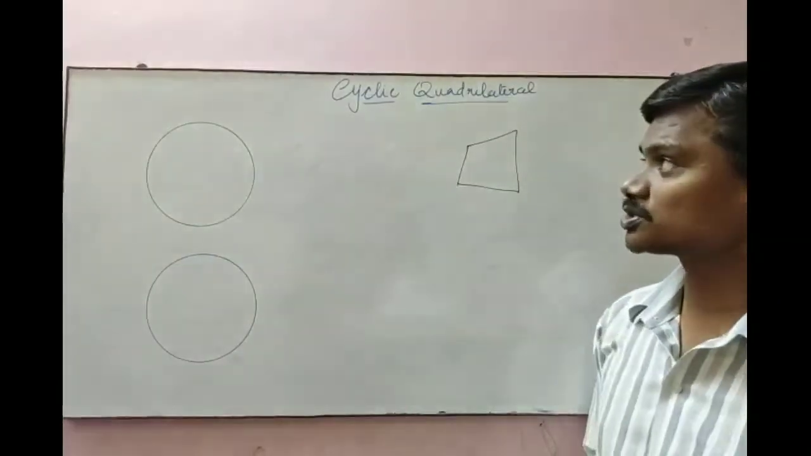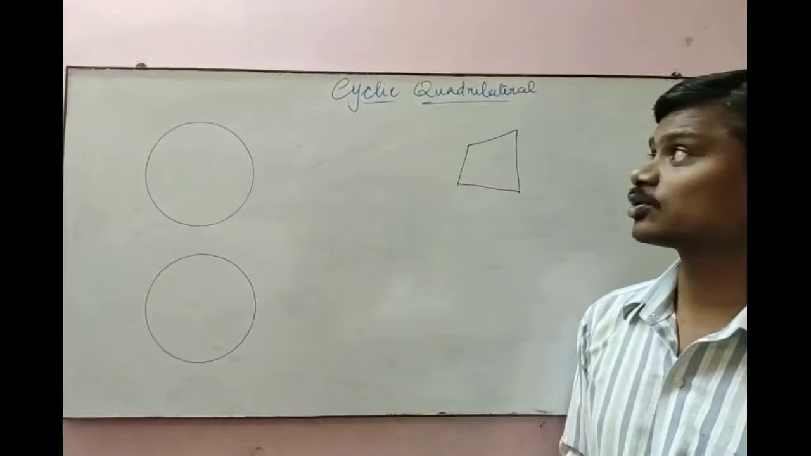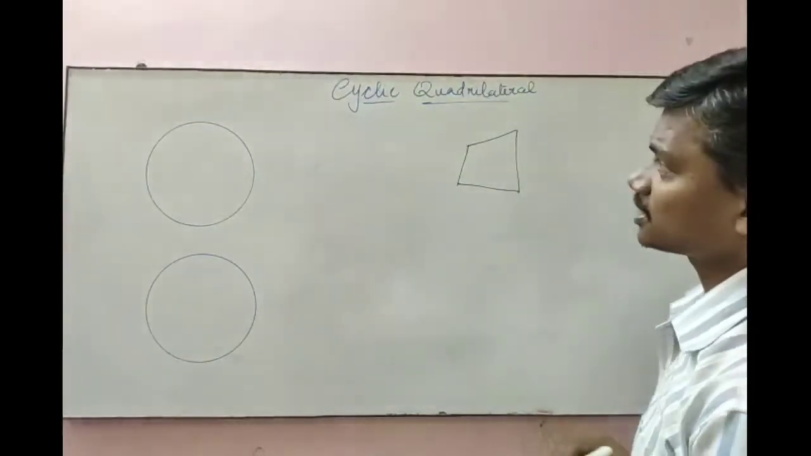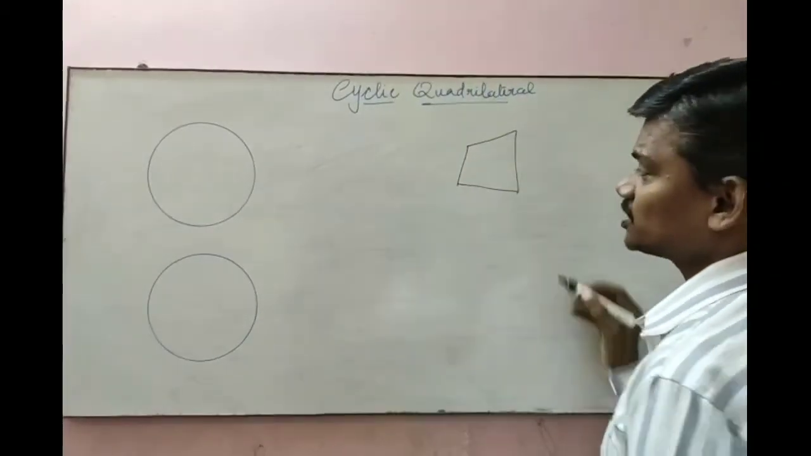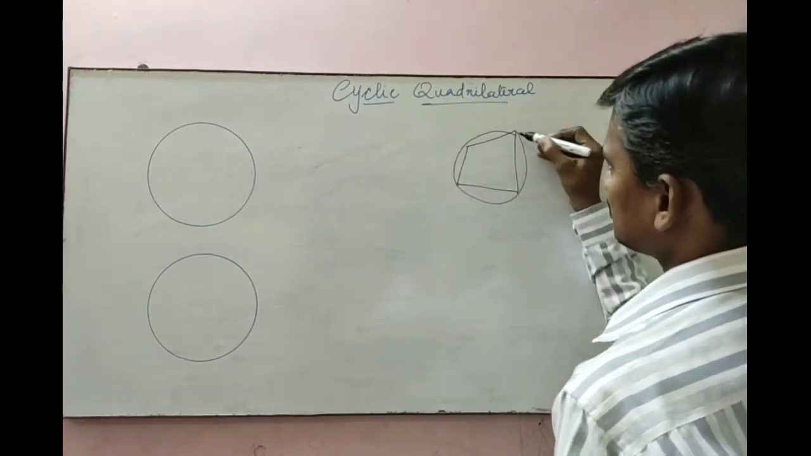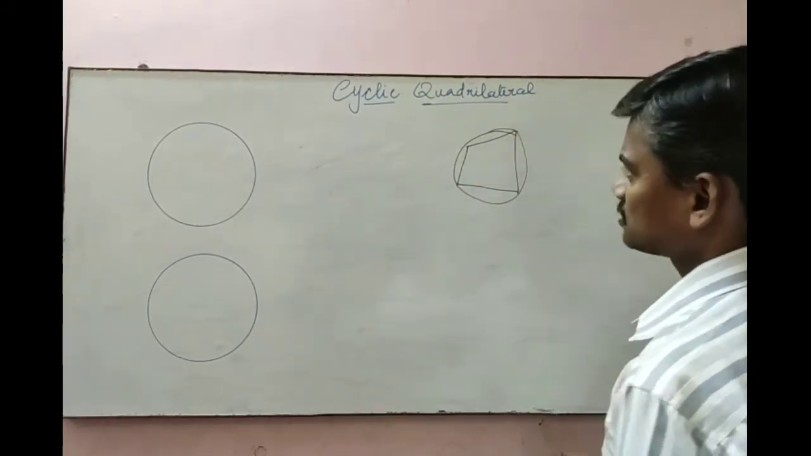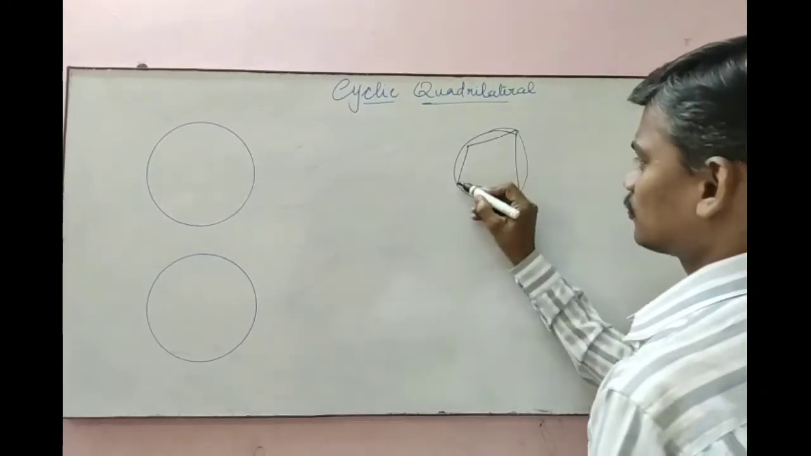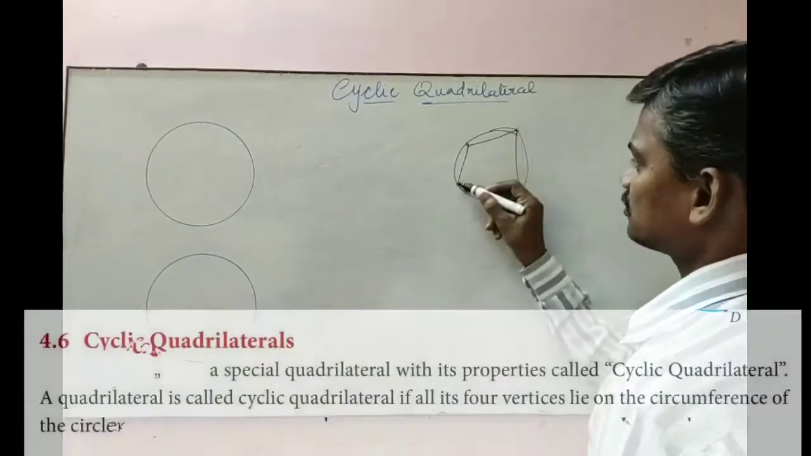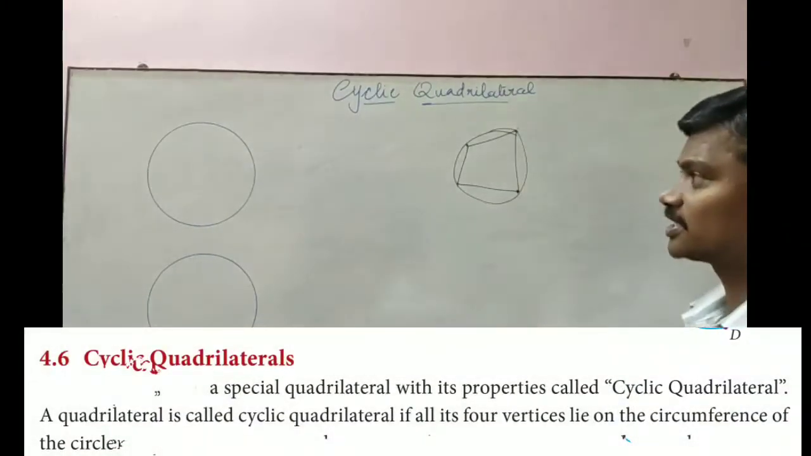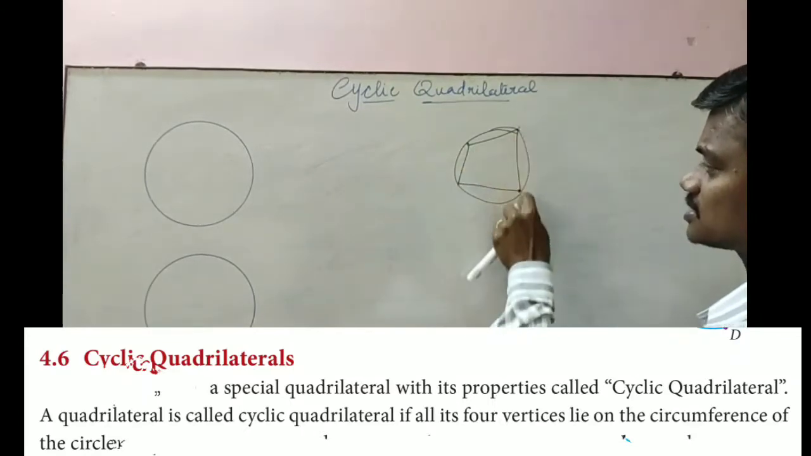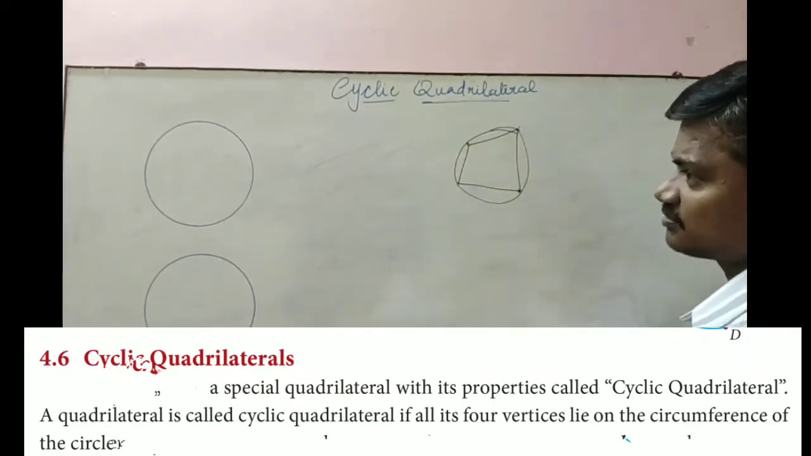Here we are going to study about cyclic quadrilateral, which is a special quadrilateral. So cyclic quadrilateral is a quadrilateral which lies inside the circle, whose four vertices lie on the circumference of the circle. A quadrilateral is called a cyclic quadrilateral if its four vertices lie on the circumference of the circle.